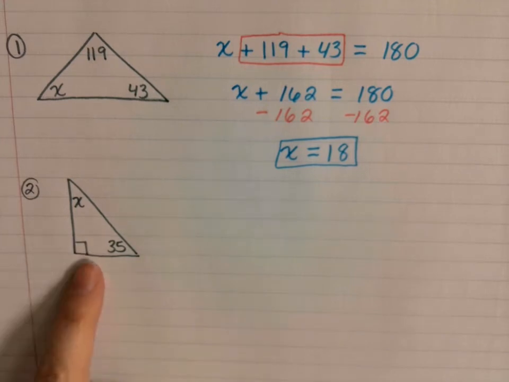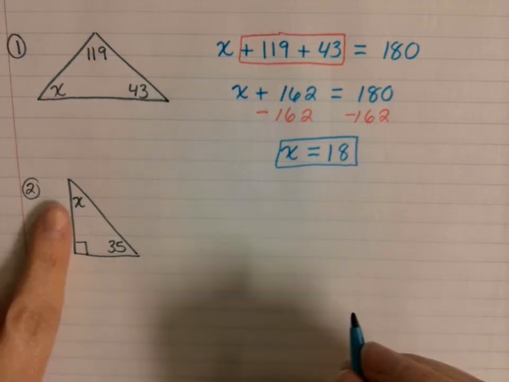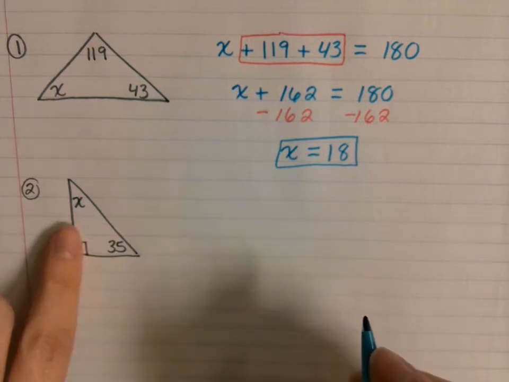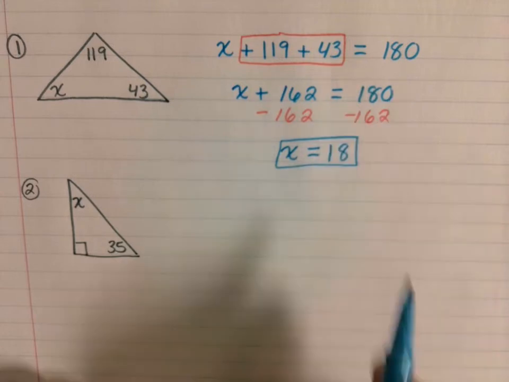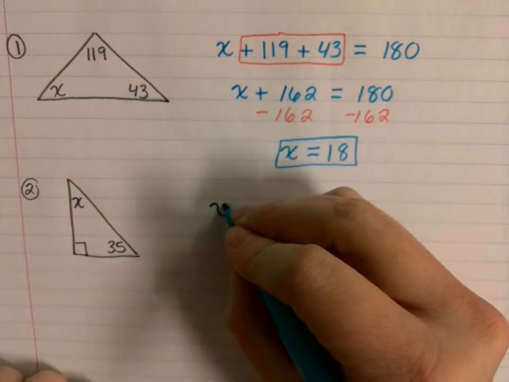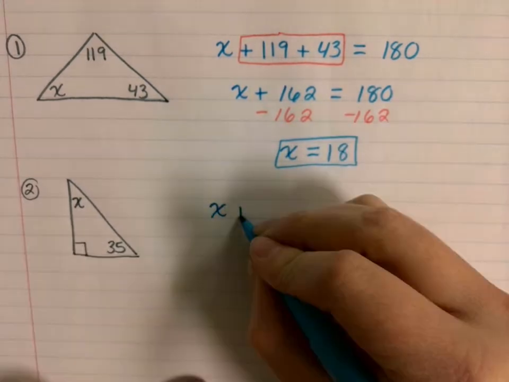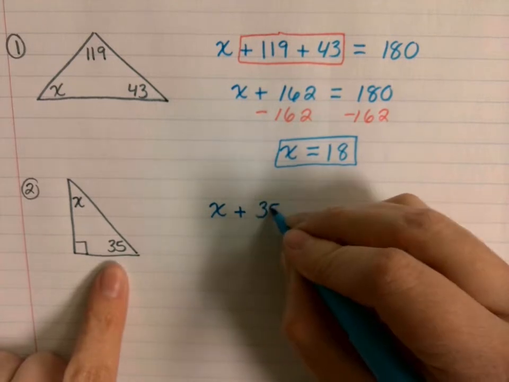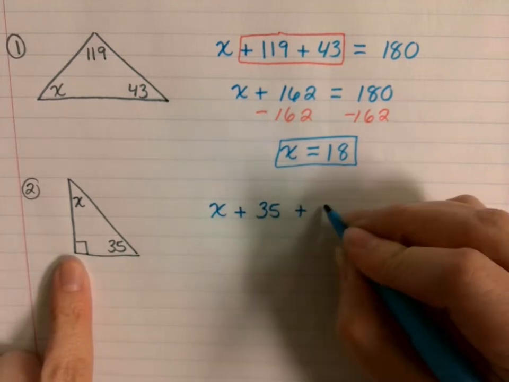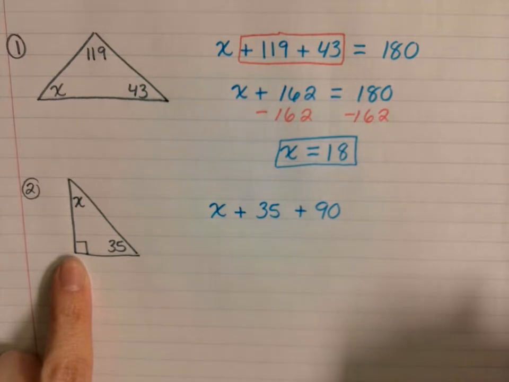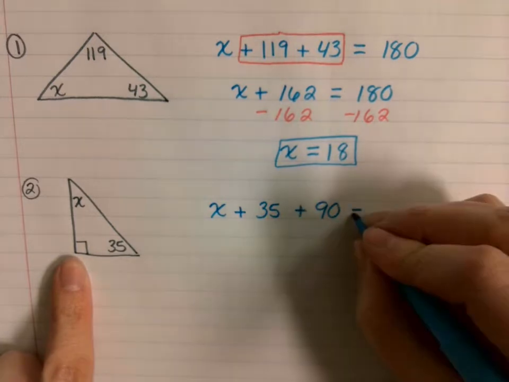Okay, we still work it out the exact same way. We still add all three angles together to equal 180 degrees. So we're taking that measurement of x, we're adding it with the 35, and we're adding it with the 90 degrees for that right angle. And that's going to be set equal to 180 degrees.